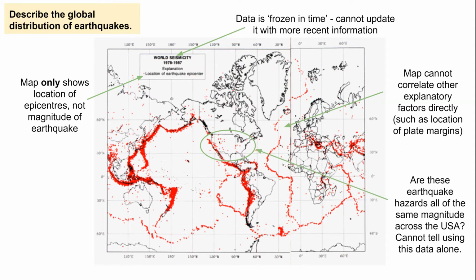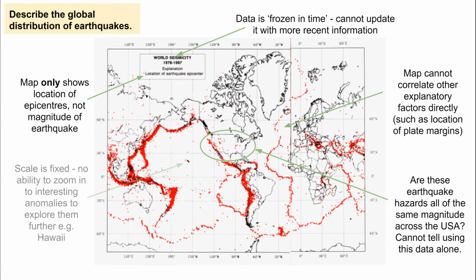And if you take a look at the United States of America, it seems to suggest that the earthquake hazard isn't just confined to the west coast and California, but you can have earthquakes all the way through. But are these of all the same magnitude? You can't tell by looking at this data alone. And finally, the scale is fixed, so if you do happen to notice the pattern correlating to the plate margins, you will spot little anomalies like that in the middle of the Pacific Ocean. But because the scale is fixed, you can't zoom in and have a look.